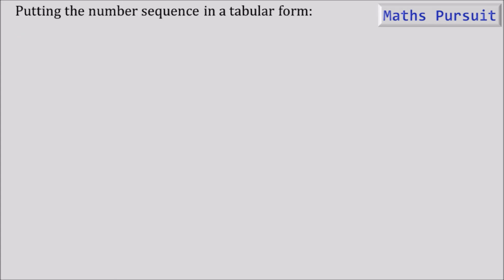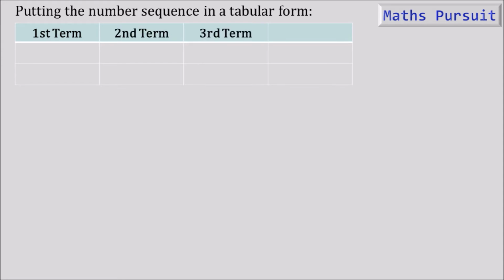As usual, let us put the number sequence in a tabular form. We are putting the number sequence in a tabular form because it will help us make the calculation easy and it will eradicate all the confusions. So now we are creating a 4-column table with 3 rows because there are 4 numbers. Let's give the first term to the first cell, second term to the second cell, third term to the third cell and fourth term to the fourth cell.